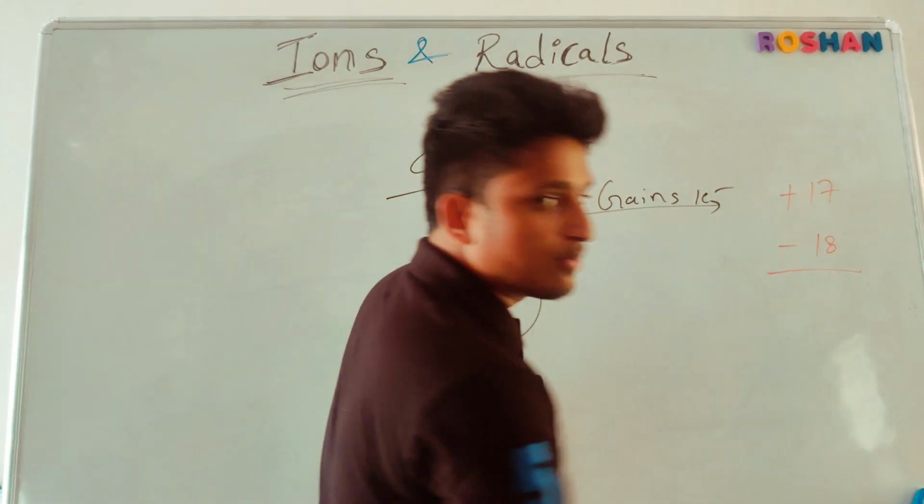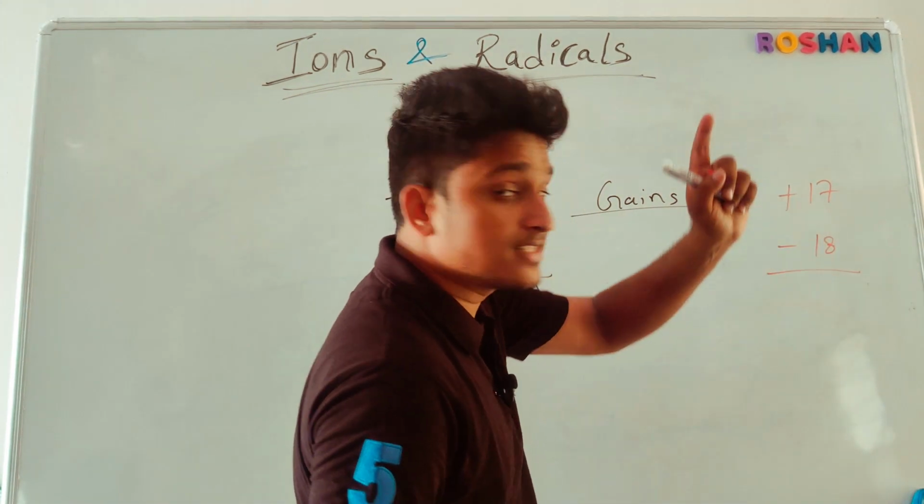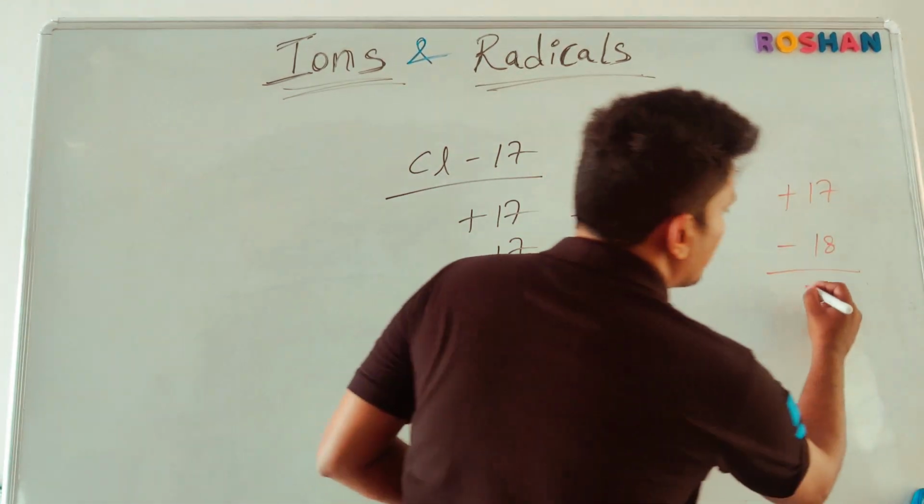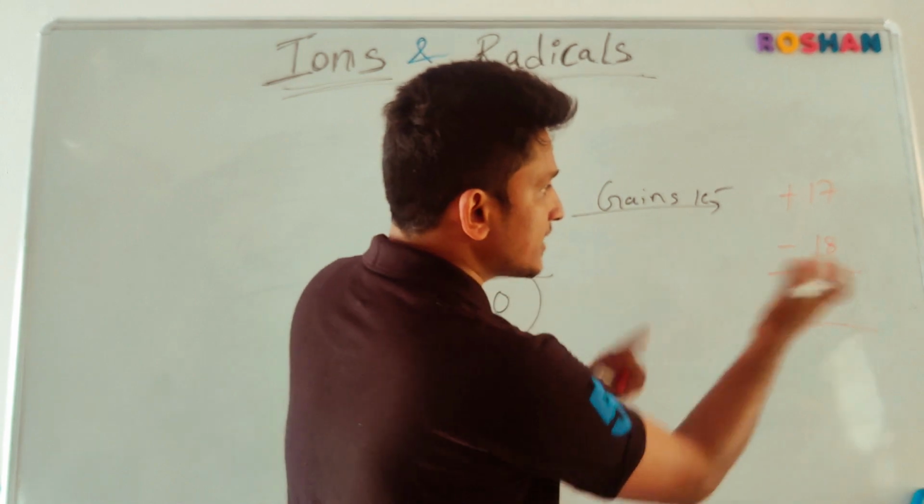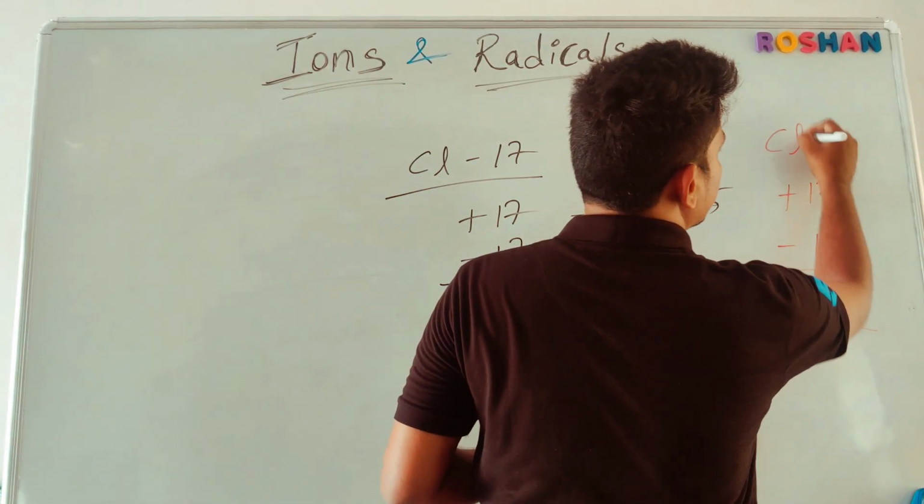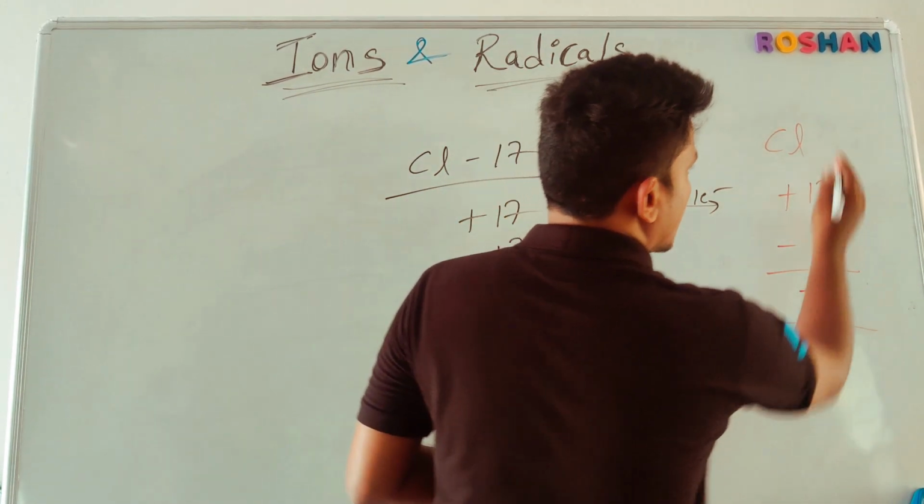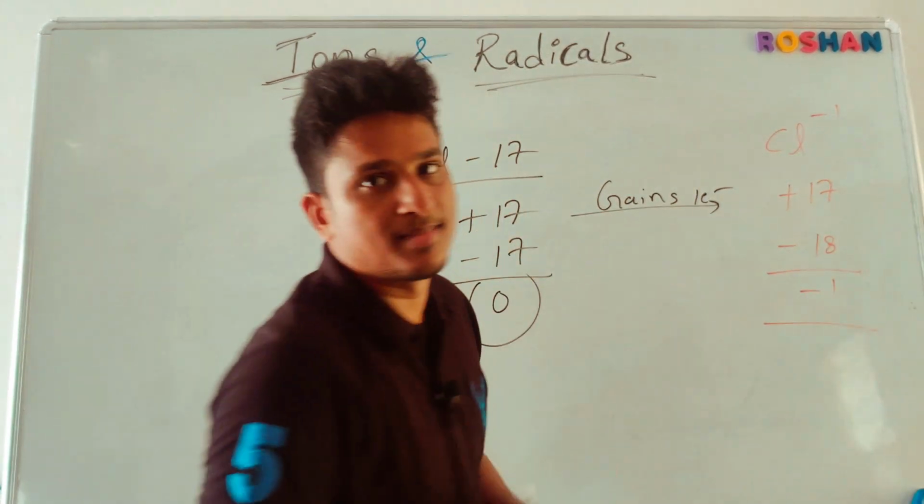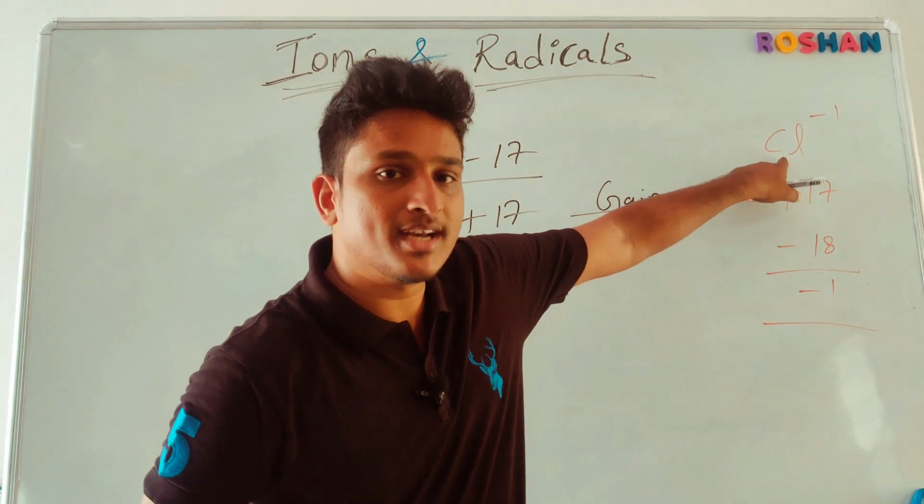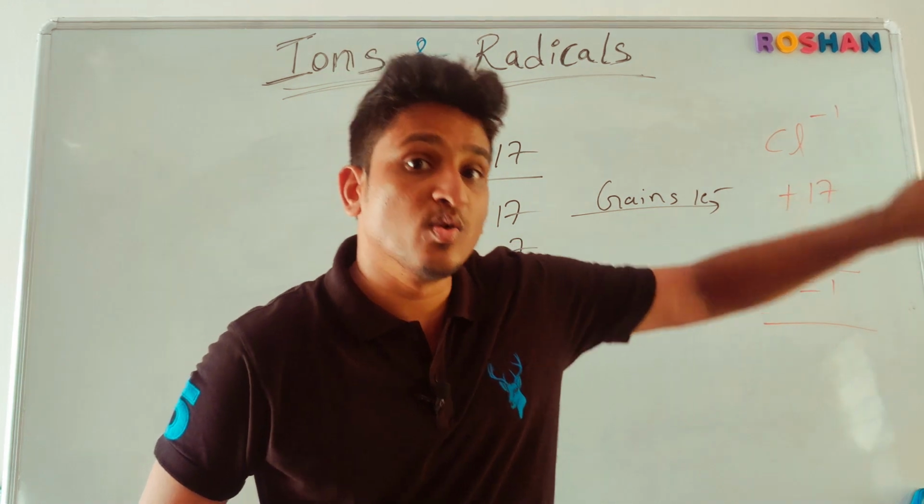Now which charge is dominating? Plus 17 minus 18. What is the net? Minus 1. Now how to assign the symbol? Can we assign simply Cl? No. What is the net charge? Minus 1. That's why Cl minus 1. Can we call this a chlorine atom? No. This is chloride ion.